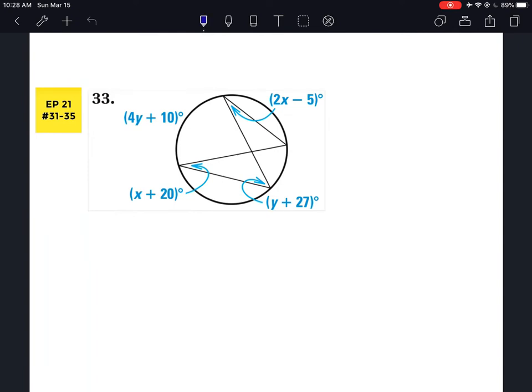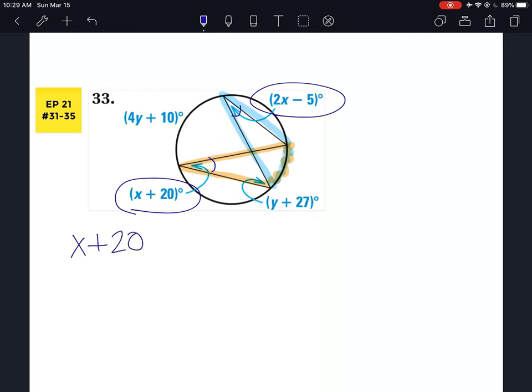This one is also kind of the same idea as number 32. But for this one, you're going to have to carefully see where you should start. Where I would start would be right here. This inscribed angle has that arc. And this inscribed angle has the same arc, which means I can say that this angle matches this angle, which means I can say that x plus 20 is congruent to or equal to 2x minus 5.